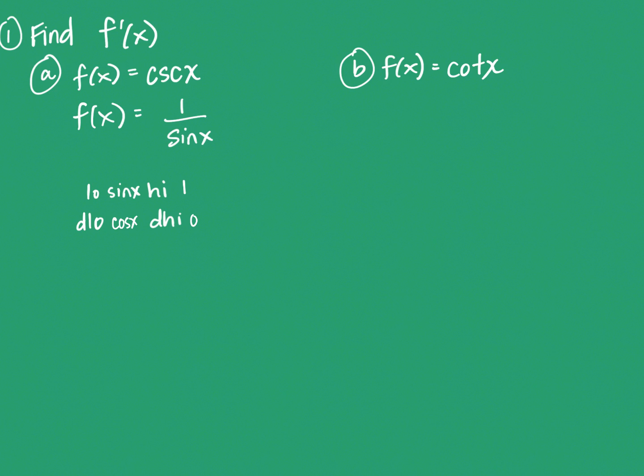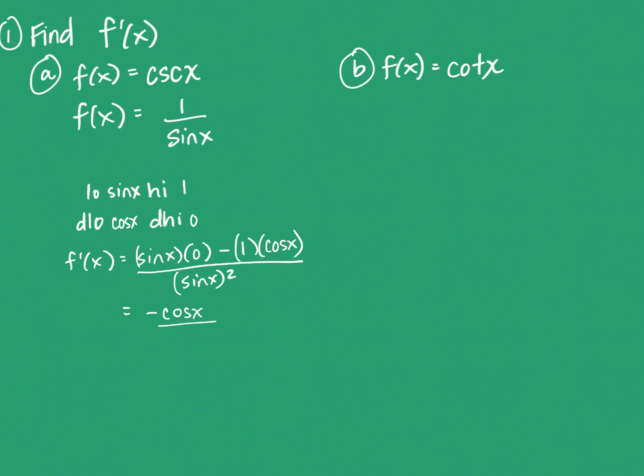So a lot of stuff is going to simplify. So we're going to set it up. We have f prime of x is equal to low d-high minus high d-low over low squared, and off you go. And if it doesn't rhyme, it doesn't work. So sine times 0 is 0. We get minus a cosine x all over sine squared x.